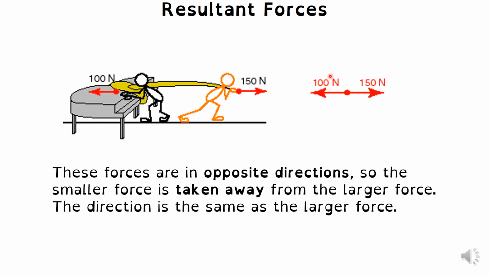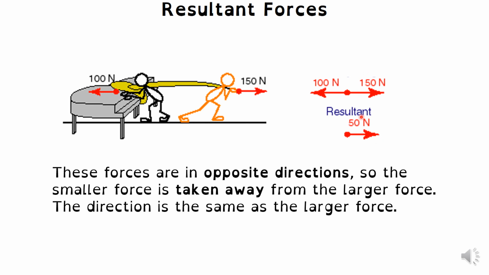Now to look at that with the arrows, we've got 150 newtons in the right and only 100 newtons in the left hand side. So the 100 newtons that the guy drawn in black is pushing on the piano with is going to cancel out 100 newtons of the force that this orange guy is using. And overall, the resultant will be 50 newtons to the right.